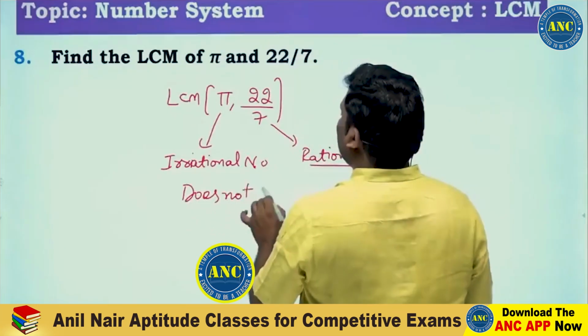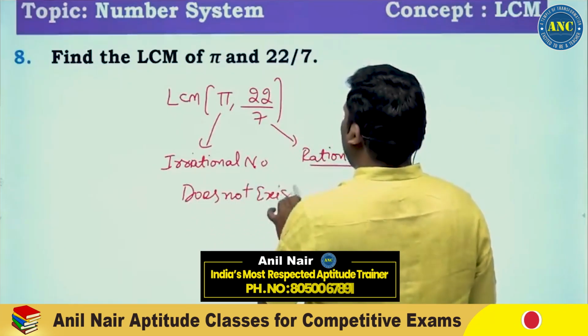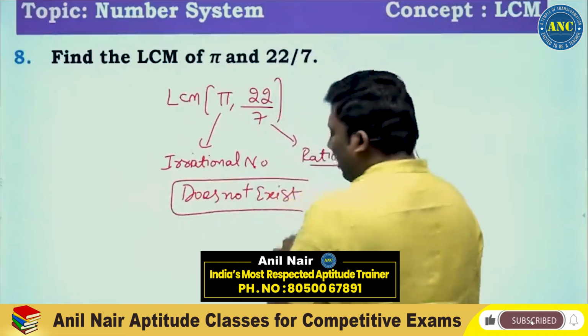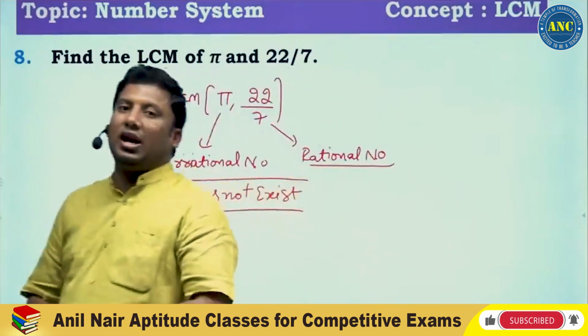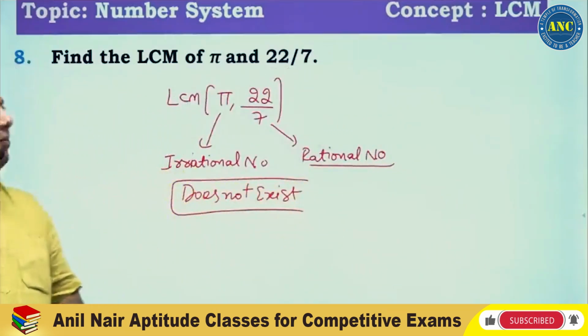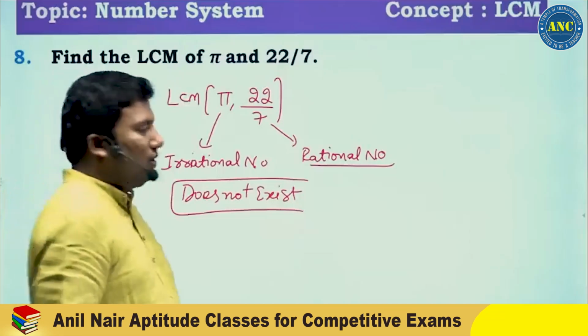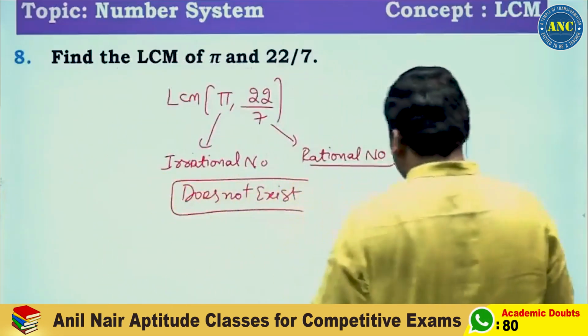LCM is always taken for the same family. Both should be irrational numbers, or both should be rational numbers. Both can be natural numbers. Both can be positive numbers.